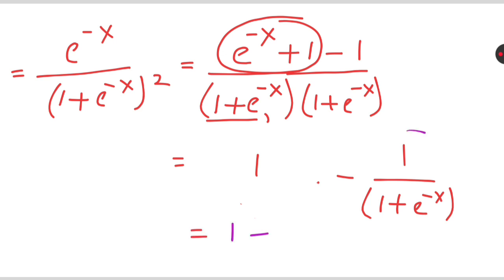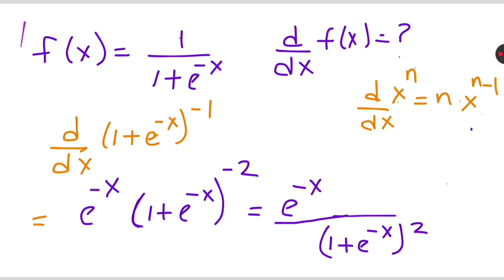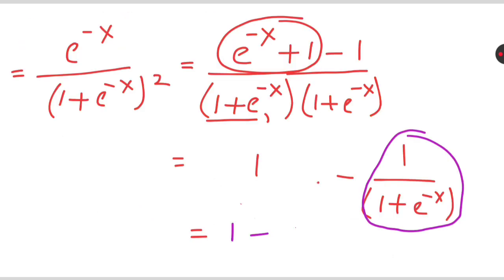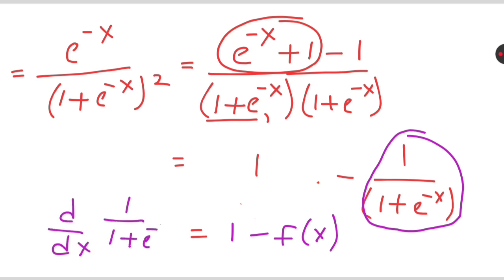1 minus this 1 over 1 plus e raised to the power of minus x. Do you observe this? This is our given f of x function. So simply we can write this as f of x. So the derivative of 1 over 1 plus e raised to the power of minus x, the value is 1 minus f of x only.